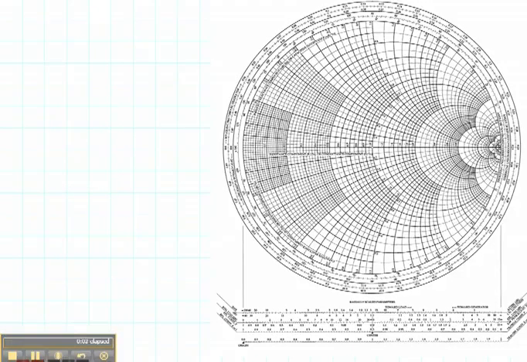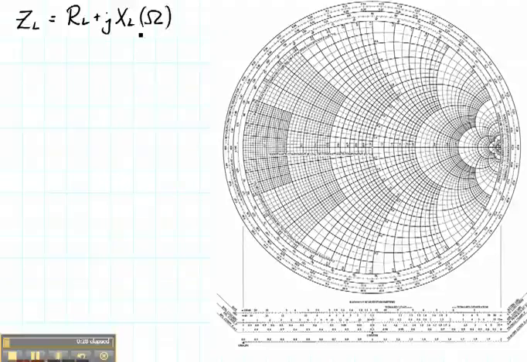Now remember I told you that the Smith chart is used to relate the reflection coefficient and the load impedance. So let's spend a little time talking about the load impedance. The load impedance can be made up of two parts, the real part and the imaginary part of the load impedance, and that's given in ohms.